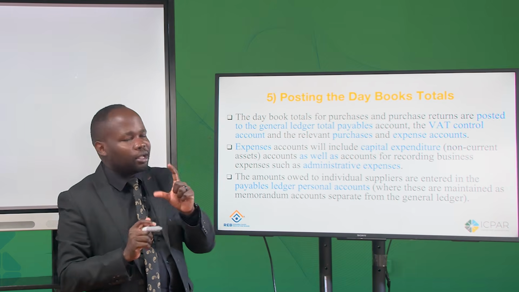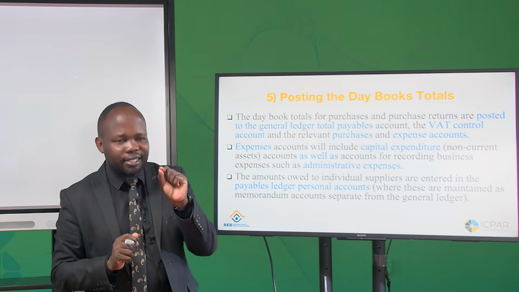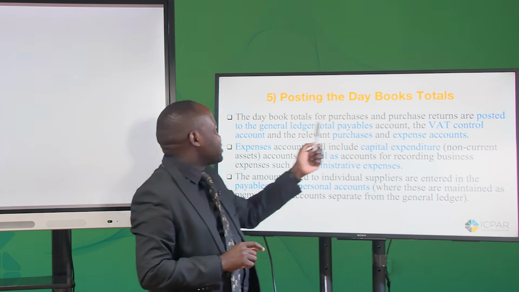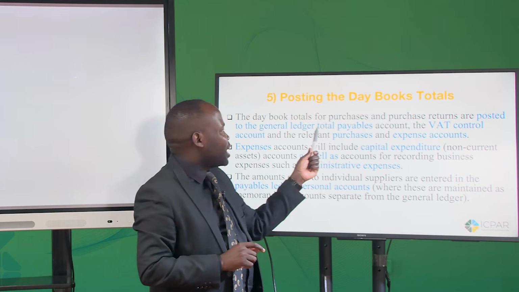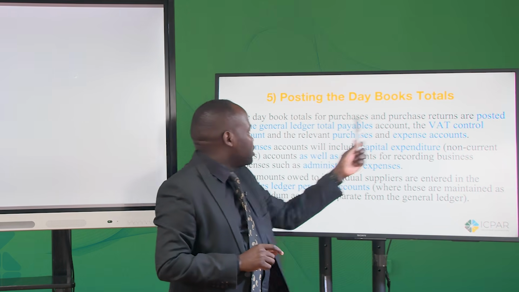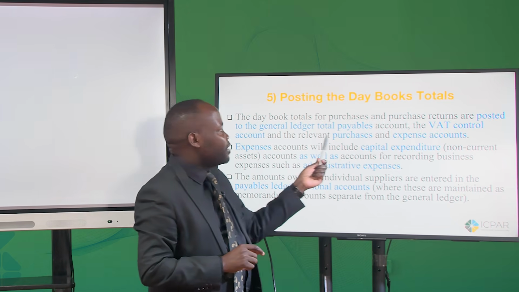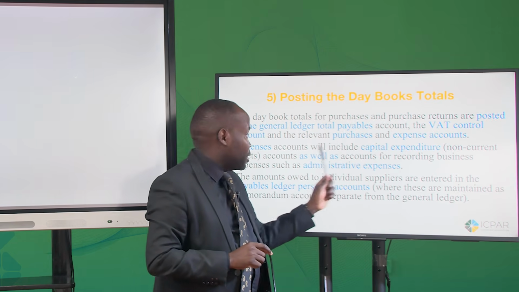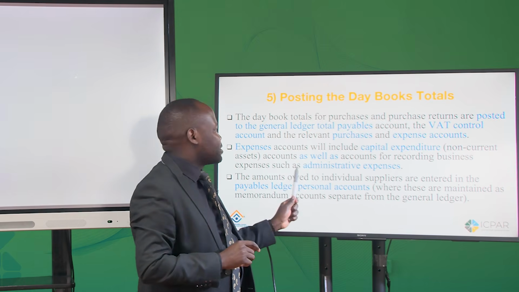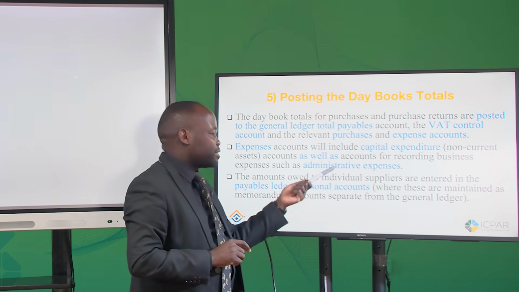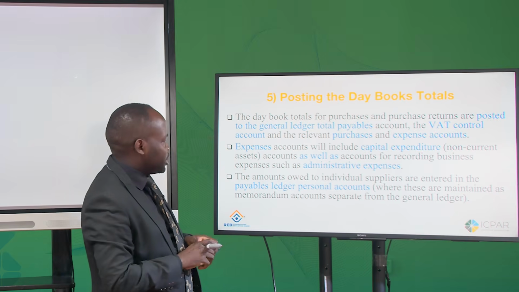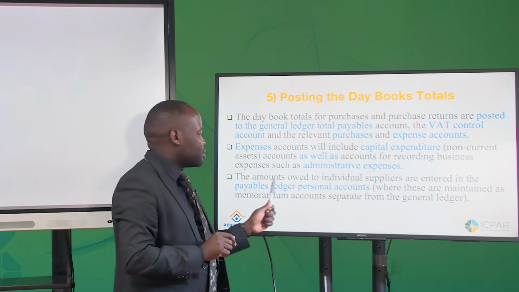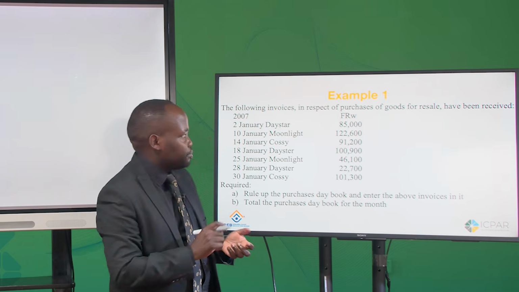The gross total is what we will transfer in the purchase ledger. Now, the day book totals for purchases and purchase returns are posted to the general ledger, totals payable, I've explained that, the VAT control account, and the relevant purchase and expense accounts. Expenses accounts will include capital expenditure as well as recording for business expenses such as administrative expenses. The amount owed to the individual suppliers are entered in the payables ledger personal account.